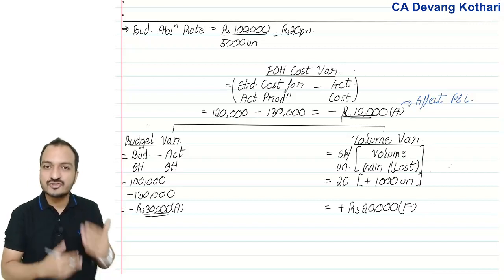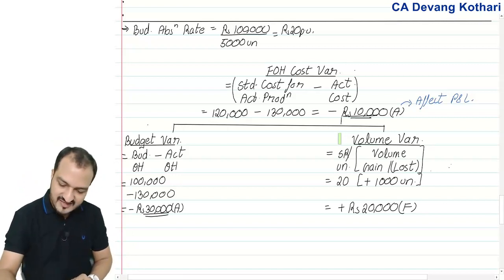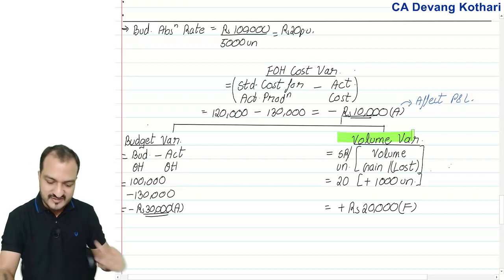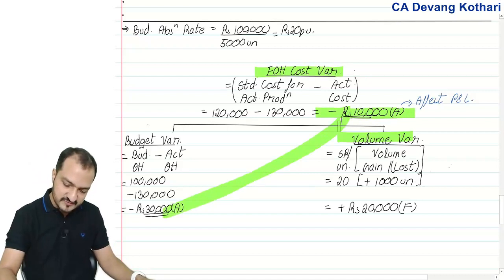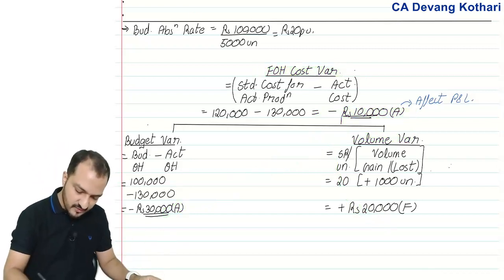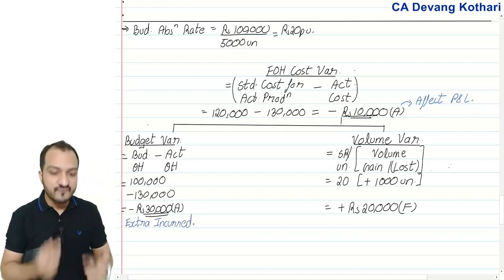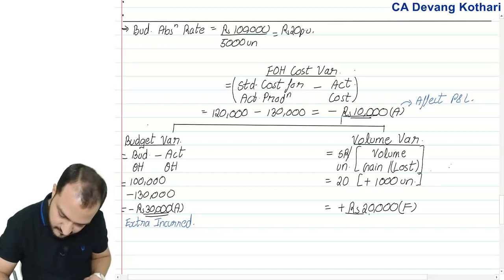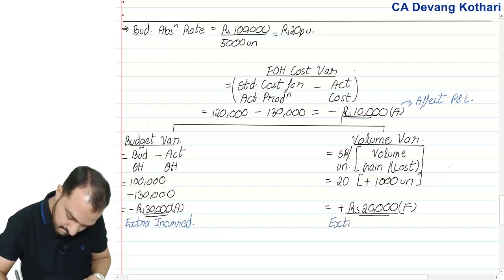Now this 20,000 extra recovery has happened because of extra units. So this is called a volume variance. It has happened because of extra volume. So see, my total cost variance of 10,000 adverse splits into two reasons. 30,000 is the adverse variance called extra incurred, while 20,000 is the favorable variance indicating extra recovered.